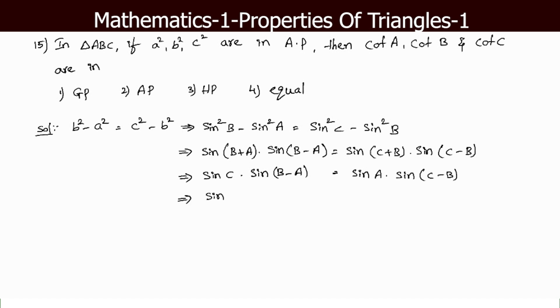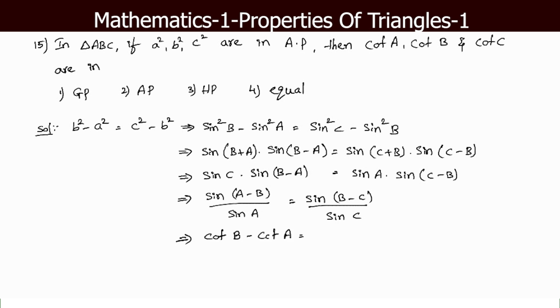Sin(180 minus theta) is sin theta. So therefore, you will have sin c into sin(b minus a) is equal to sin a into sin(c minus b). So this shows that sin(a minus b) by sin a is equal to sin(b minus c) by sin c, because multiplying both sides by minus, sin(b minus a) becomes sin(a minus b), and sin(c minus b) becomes sin(b minus c). So if we simplify it, then cot b minus cot a is equal to cot c minus cot b. How do you get this one?